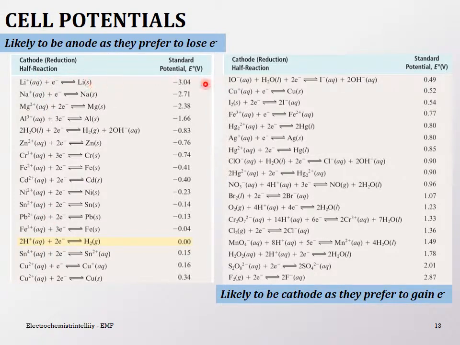It's really important that you understand these charts, because this is what's going to help you understand how to construct a cell. This is also going to help you understand why something is a cathode and why something is an anode. How do you get voltage? How do you get power? How do you get energy? This is what it is.